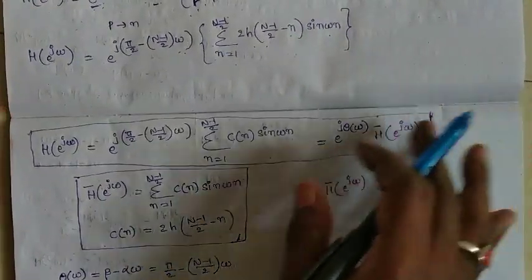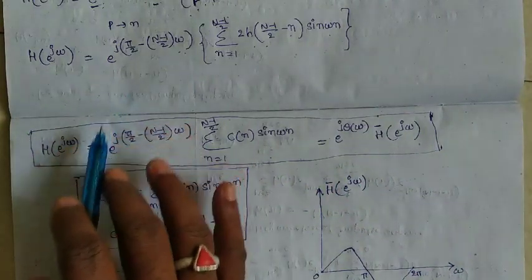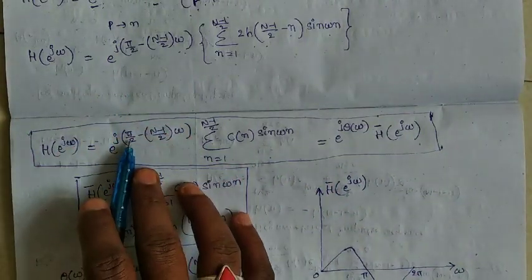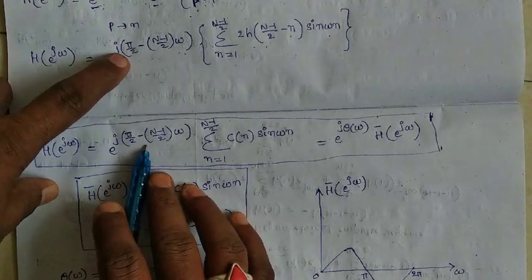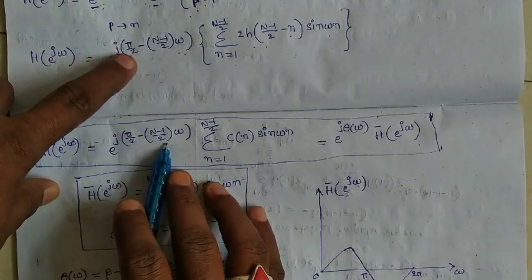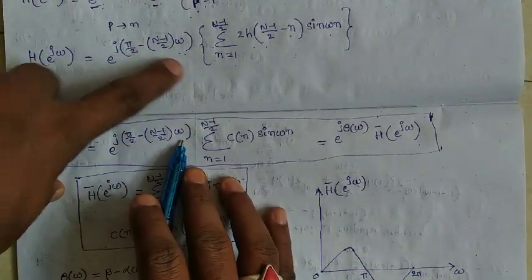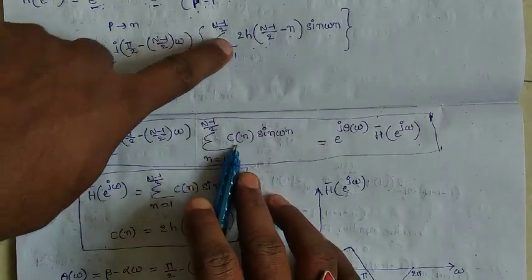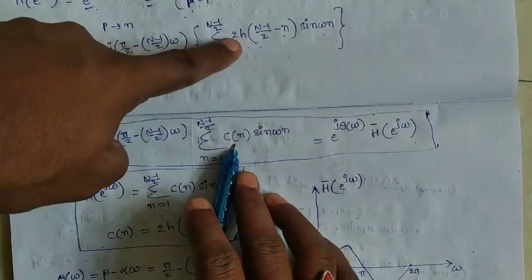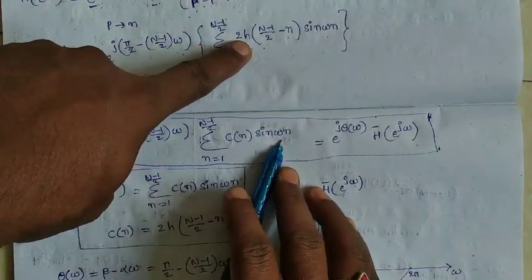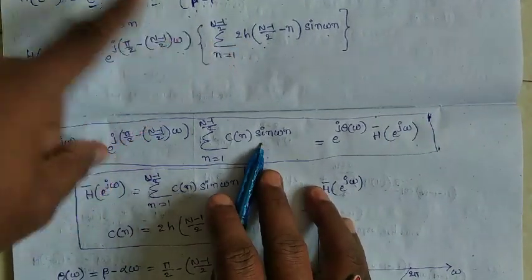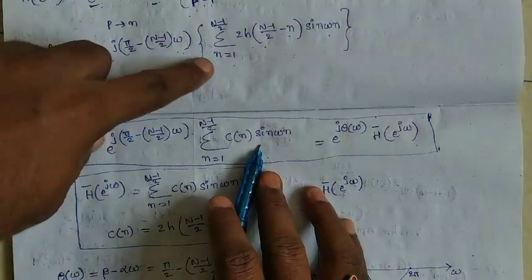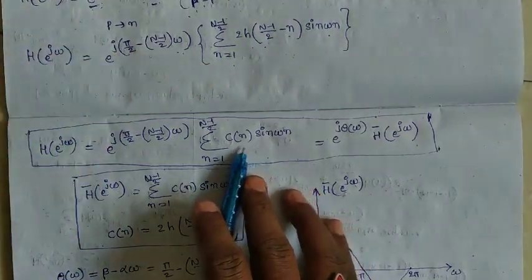Sin omega n. Here H of e power j omega is equal to e power j of 5 by 2 minus of capital N minus 1 by 2 omega, into summation n is equal to 1 to capital N minus 1 by 2 of c of n sin omega n. Here how to calculate the sin omega n?